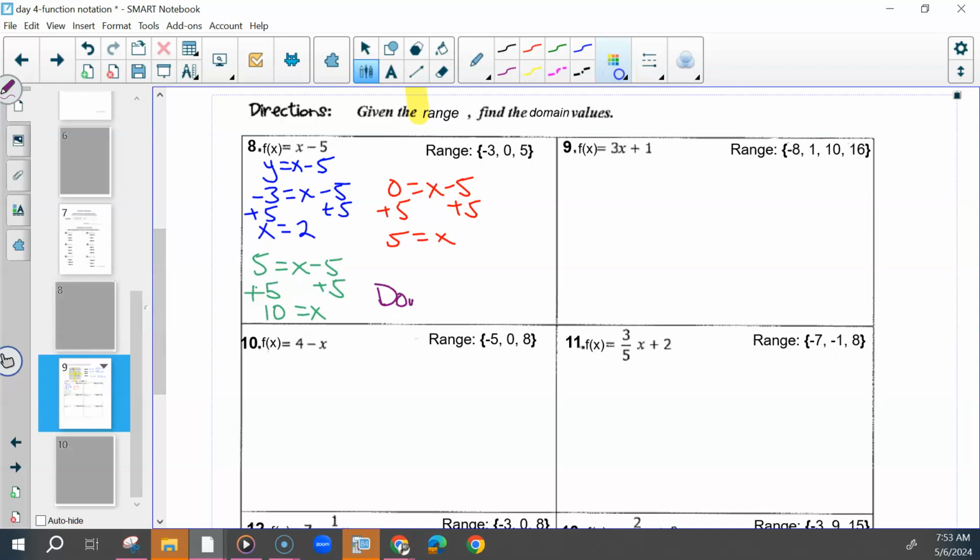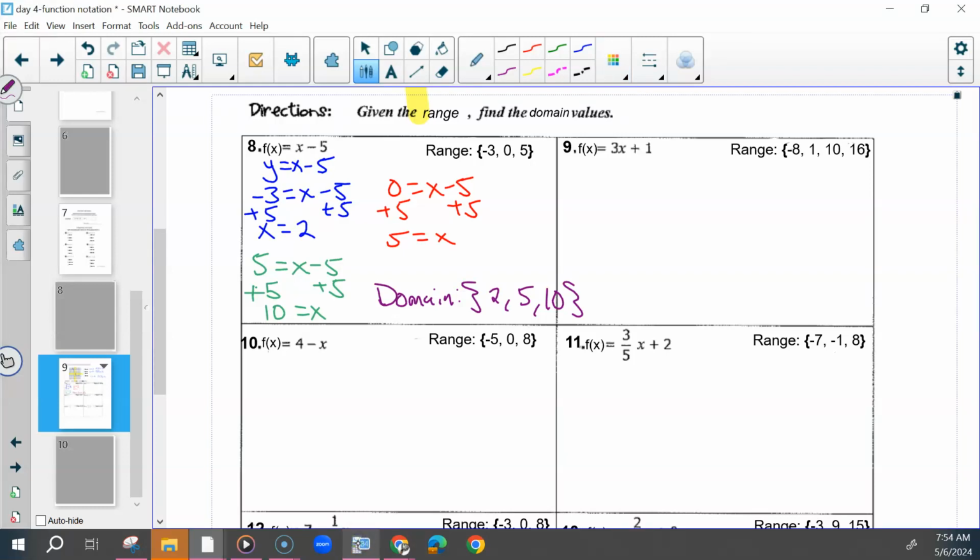So the domain is least to greatest 2, 5, 10. So by hand you would solve it. In the calculator you would look for those y values. You would do the same thing in Desmos, but remember in Desmos is more of a guessing game.